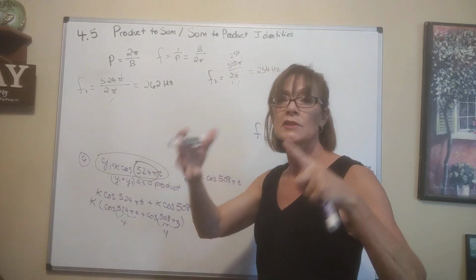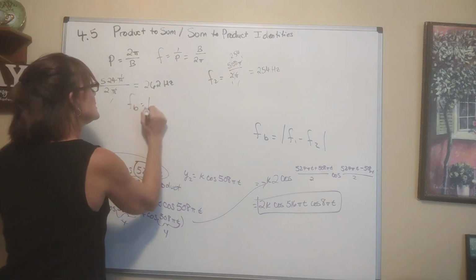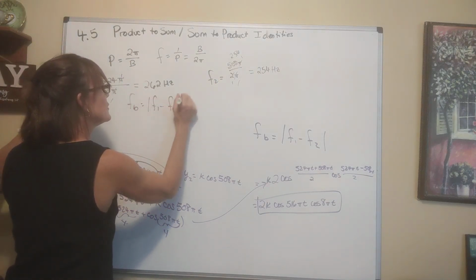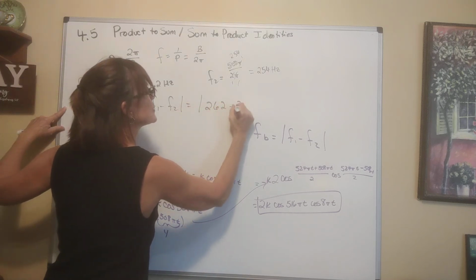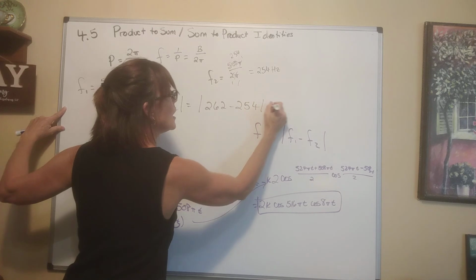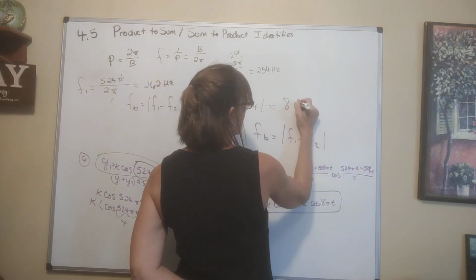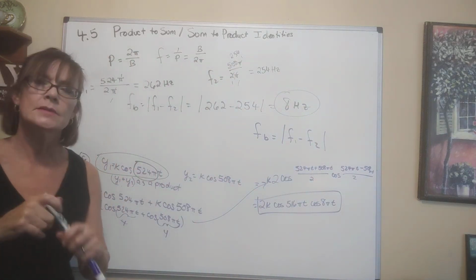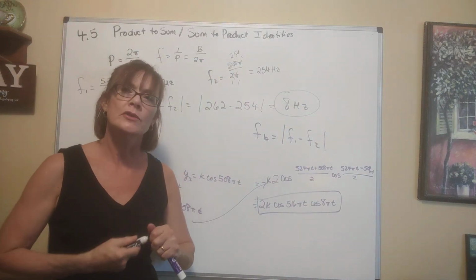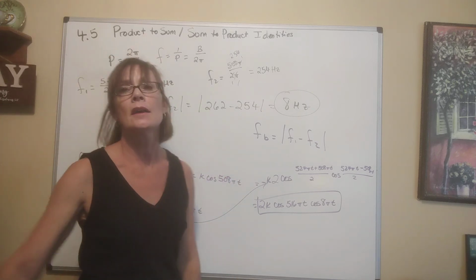Okay, what is the beat frequency? It's the absolute value of the difference of these two. So the beat frequency, F sub B, is F1 minus F2, or 262 minus 254, which is 8 hertz. That is the beat frequency. Those two tones are 8 hertz apart, and so they want to try to lessen that to make a better sound. All right, that is the end of 4.5.